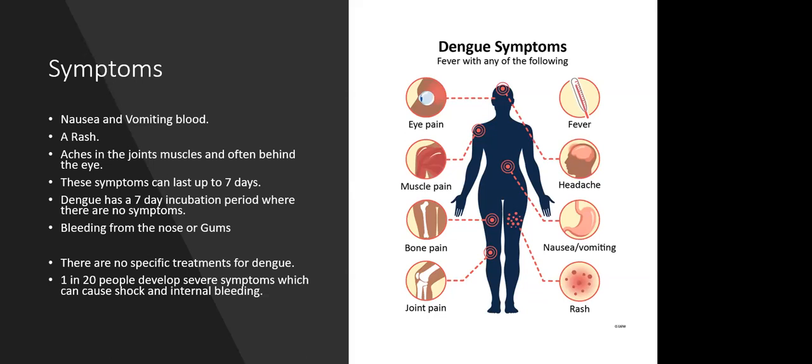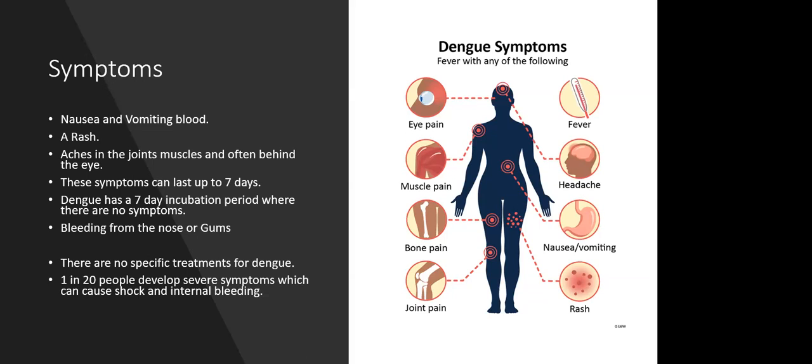So the symptoms of dengue can include nausea and vomiting, a rash, aches in the joints and muscles. It also has aches behind the eyes, which is similar to malaria, which makes the two very easily mixed up. And these symptoms can last up to 7 days.